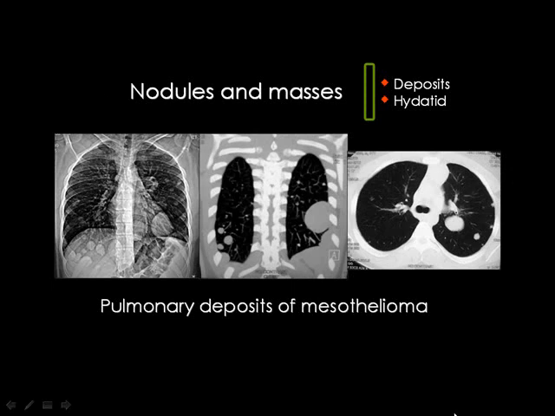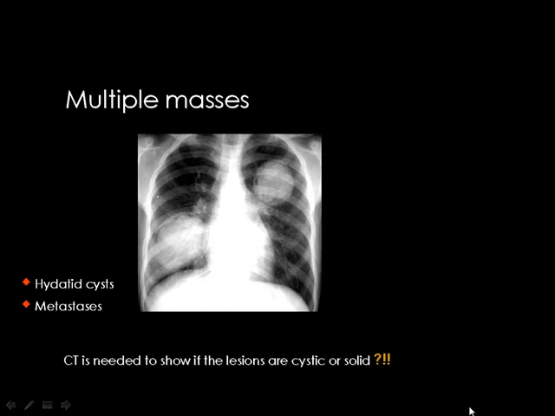Then, if you see multiple lesions in the lung and you want to differentiate between deposits and hydatid cyst, what do you do? You do a CT scan. If the lesions contain water, then they represent hydatid cysts. If the lesions are solid, then they will represent pulmonary metastasis. And this is an example of pulmonary metastasis of mesothelioma.